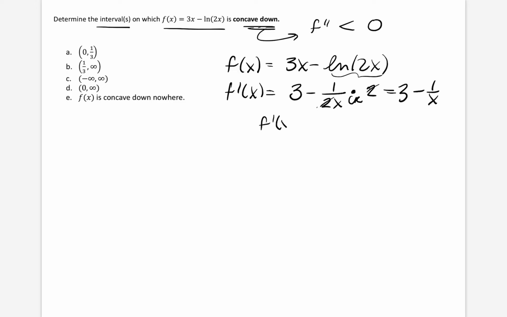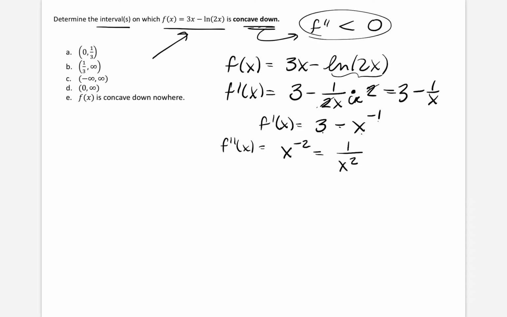Now let's write that as a power to make it easier to take our second derivative. We're going to write it as 3 minus x to the negative 1 power. Now taking our second derivative, well, the derivative of 3 is 0. The derivative of negative x to the negative first power is x to the negative second power, which is 1 over x squared.